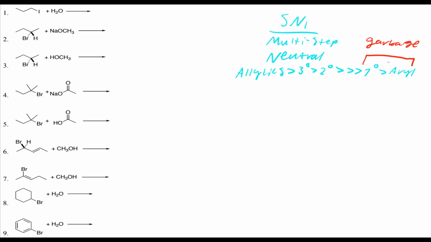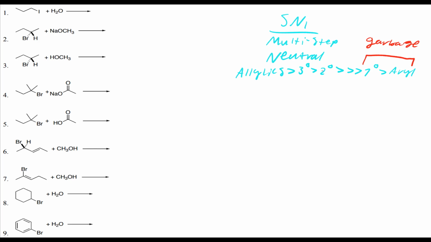So what does that tell you? Well, it tells you that aryl for SN2 and SN1 is bad, and it's never going to react. And it also tells you that allylics are going to be really good in both cases. And it also tells you that secondary carbons can be either SN1 or SN2.